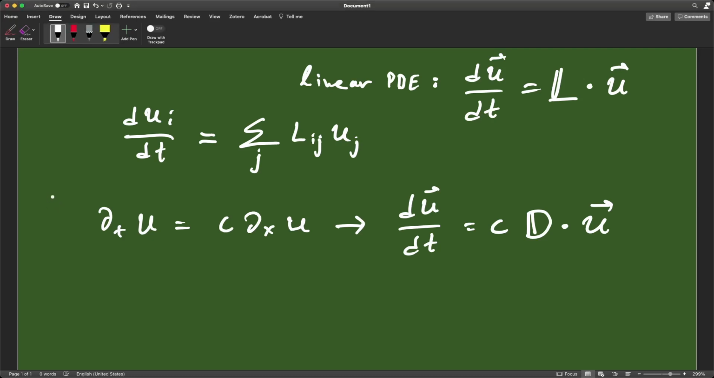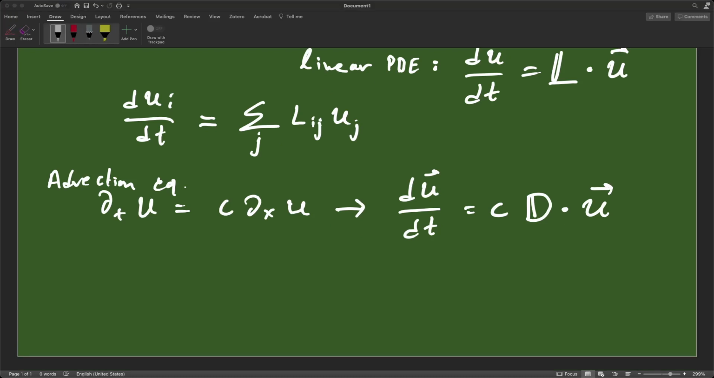Okay, so this is the Advection equation. Now, if you don't know what the differentiation matrix is, please go back to the video where we discussed finite differencing and pseudospectral differentiation or numerical differentiation in Mathematica.